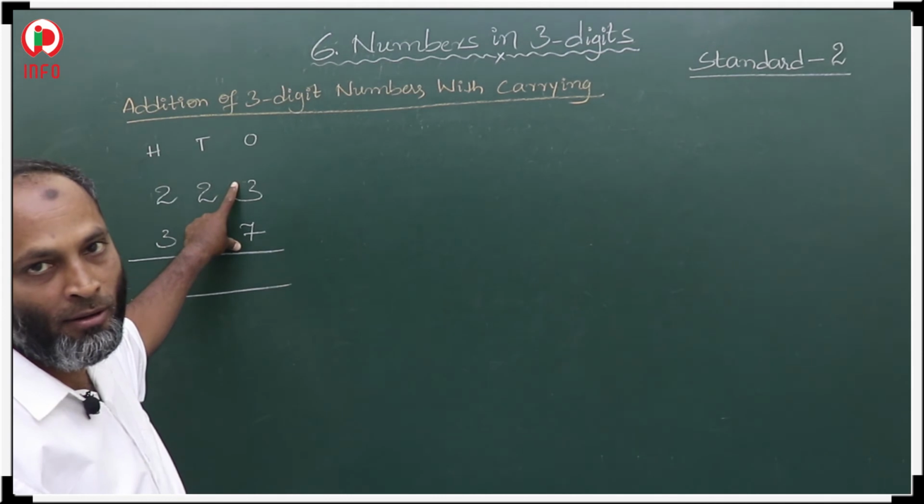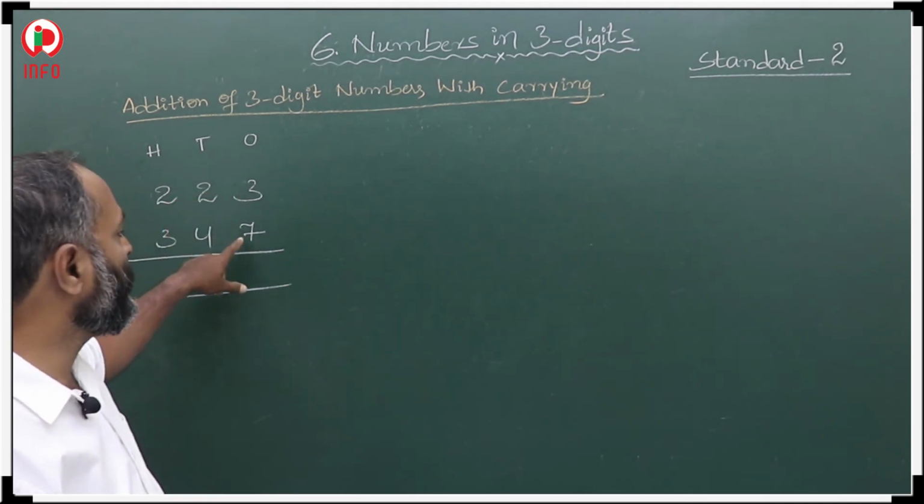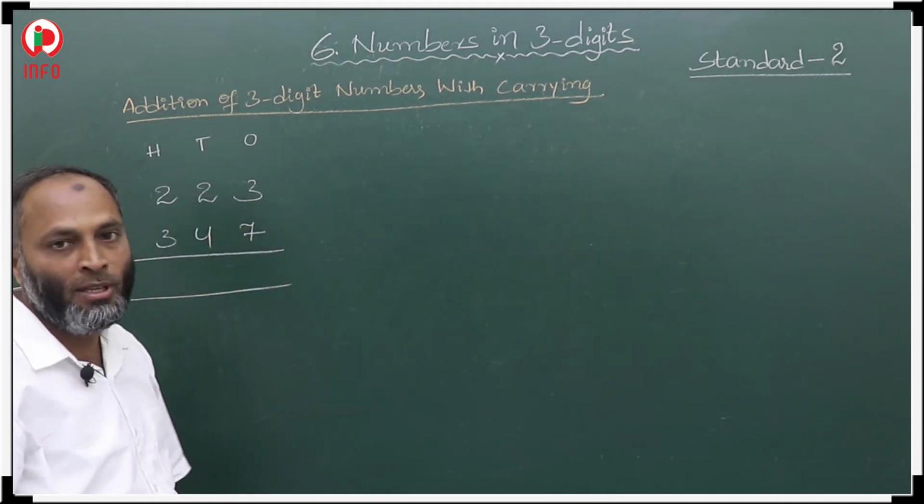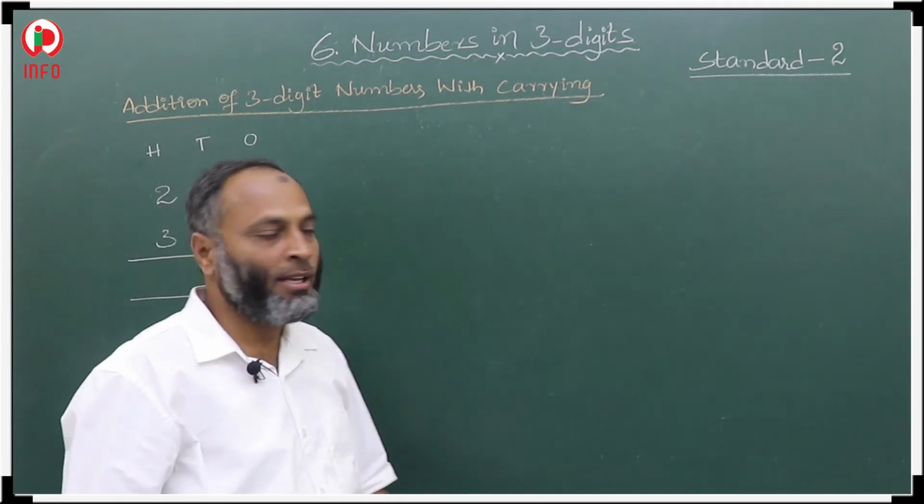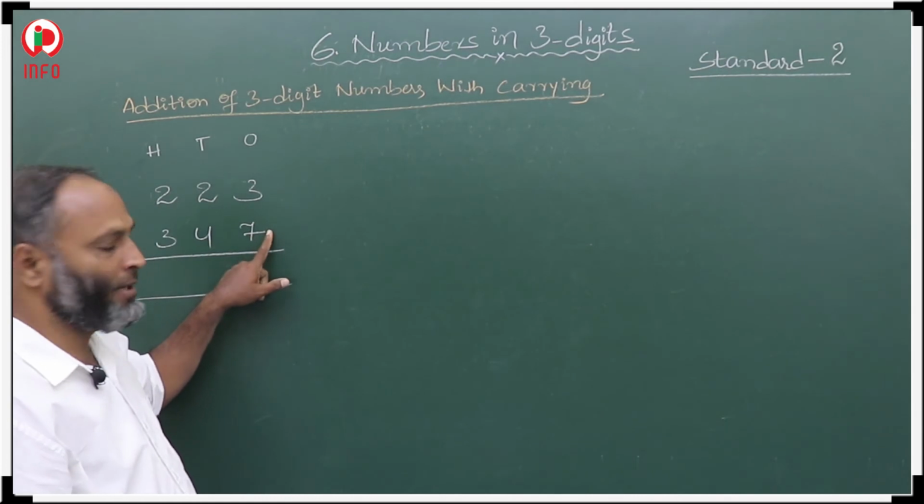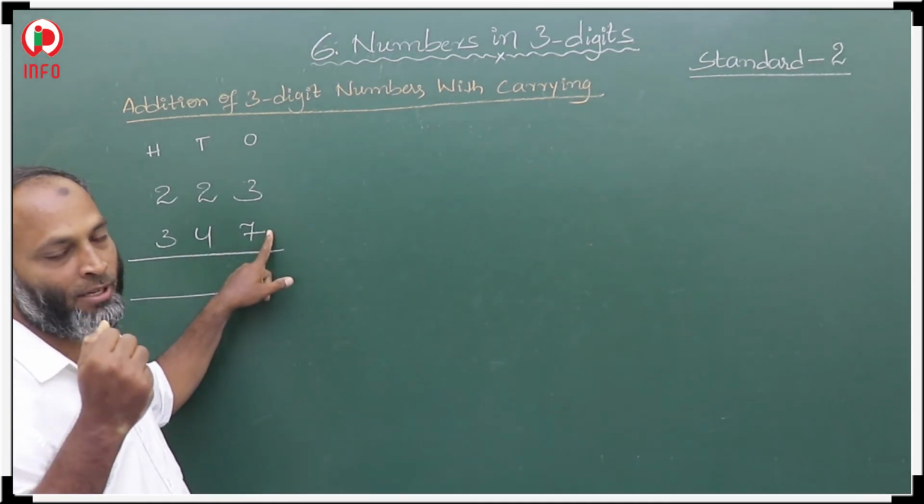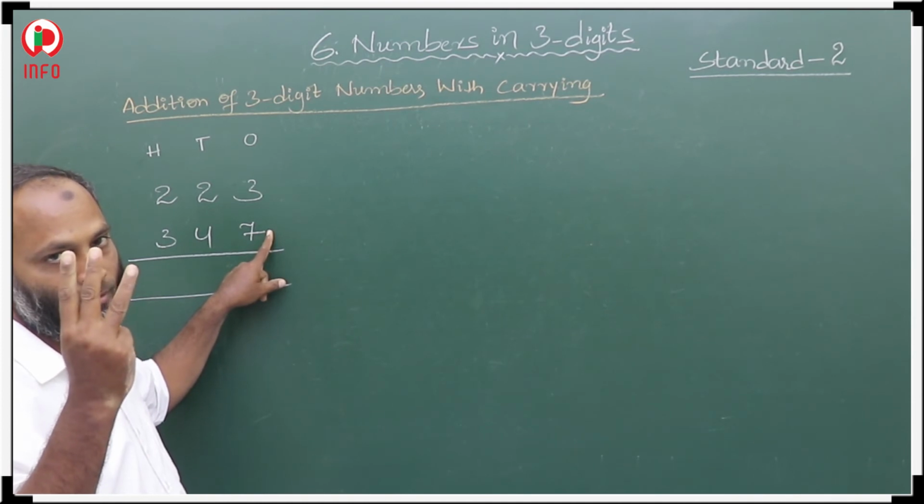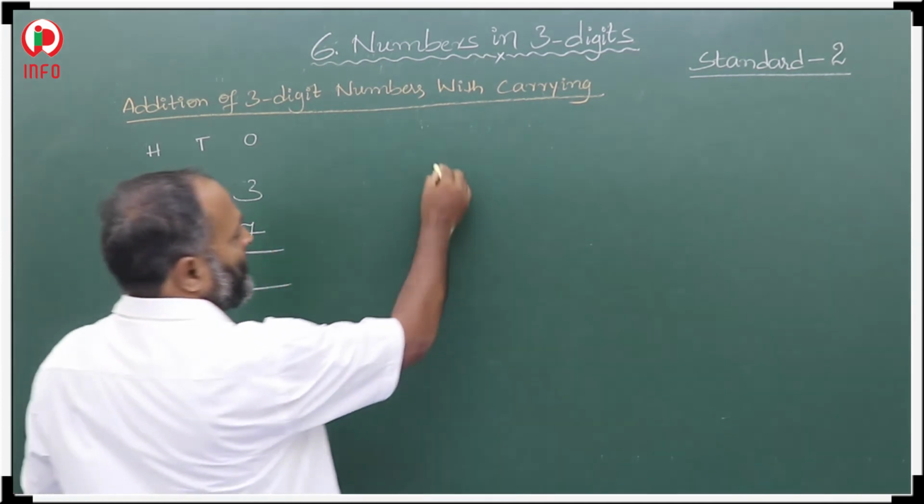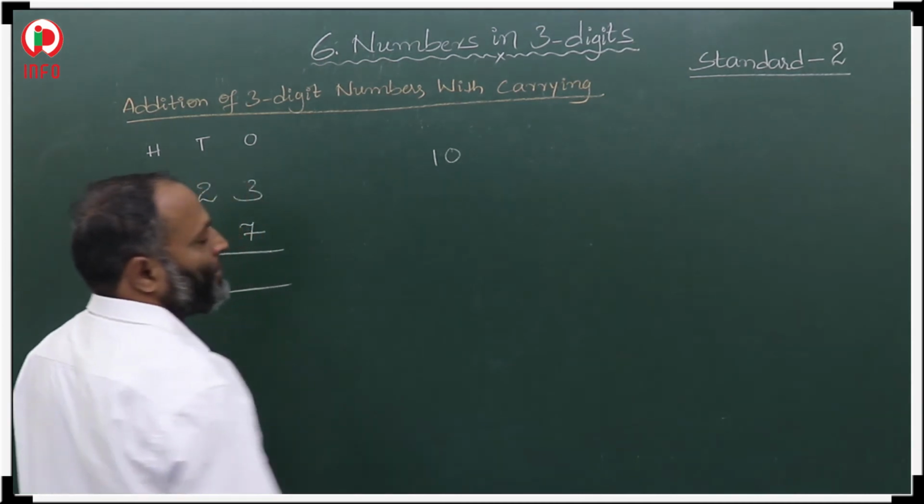1's column. So what is there in 1's column? 7 and 3. 7 and 3 is how much? 7. Keep this 7 as it is, and after that add 3. 7, 8, 9, 10. 10. So take 10 here. So in your rough column, 10.